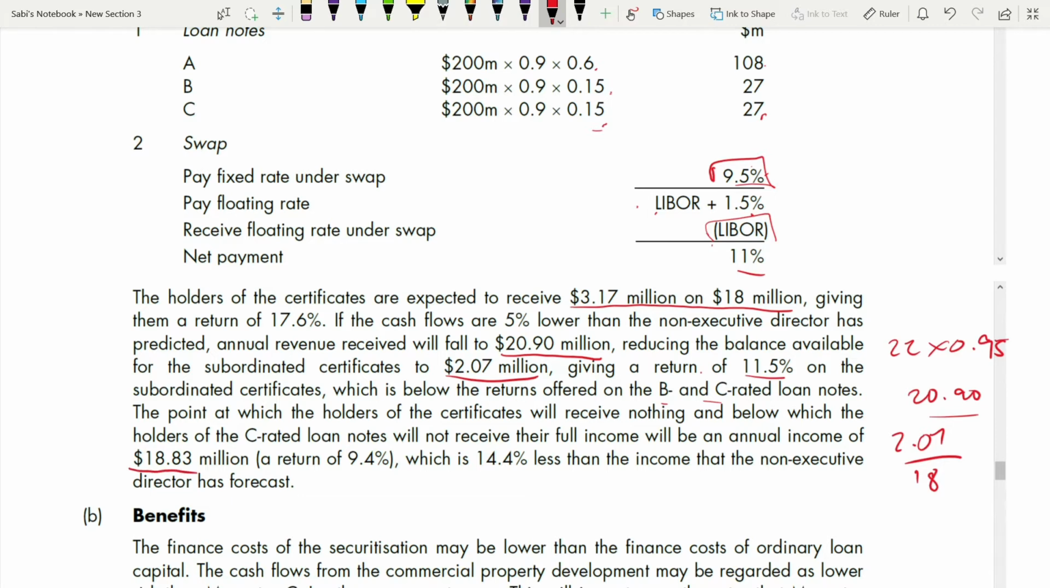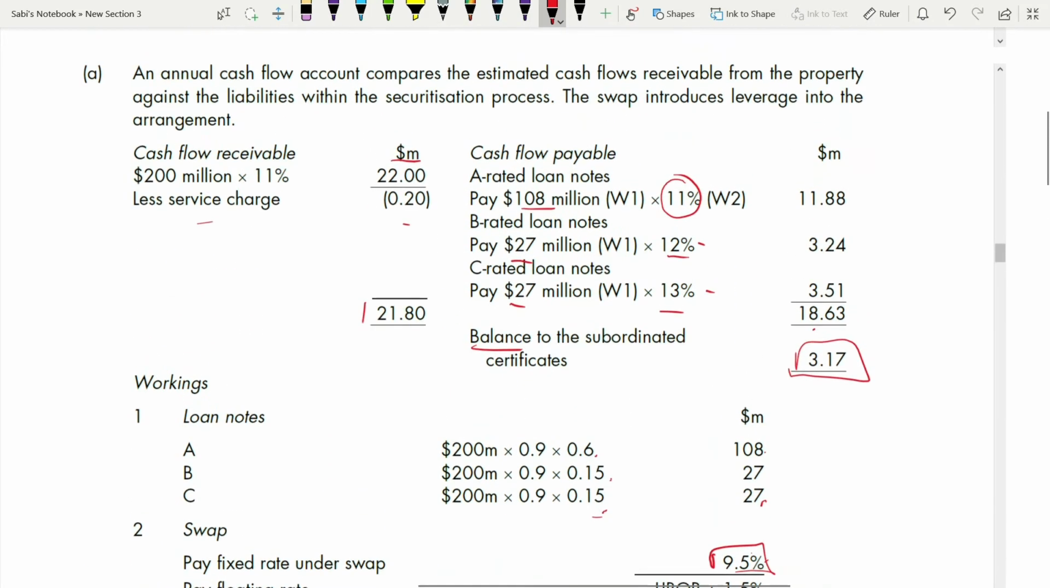18.83. Why is that? Just check here. If you see this side, it is 18.63. So here, if it's 18.83, 18.83 minus 0.2 will be 18.63. So here also it is 18.63. Here also the total is 18.63. Right. How will you get this balance? There will be no balance. It will be 0. So you cannot have any subordinated certificate.